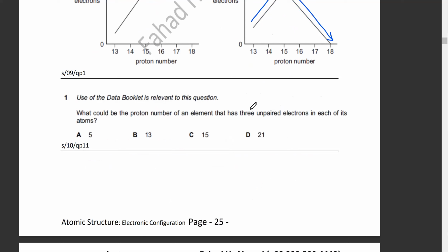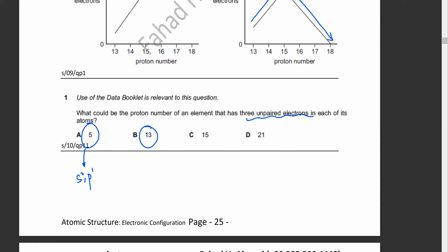What could be the proton number of an element that has 3 unpaired electrons in each of its atoms? So you're looking for 3 unpaired electrons. I'm not going to write the whole electronic configuration. You just open the periodic table. This is in group 3. Group 3 is going to be S2 and P1. So that's not 3 unpaired. There's going to be just 1 unpaired over here.